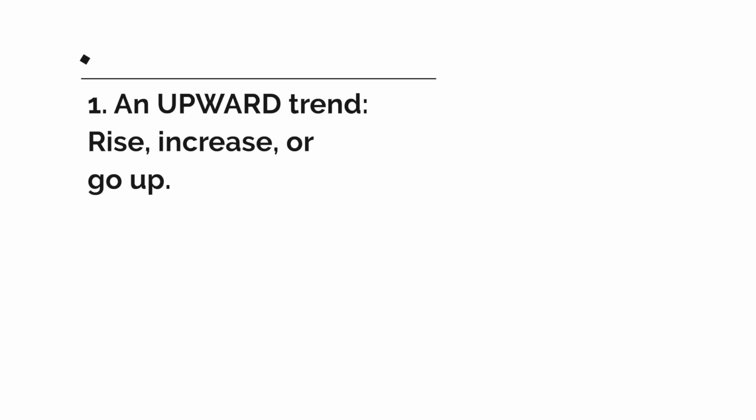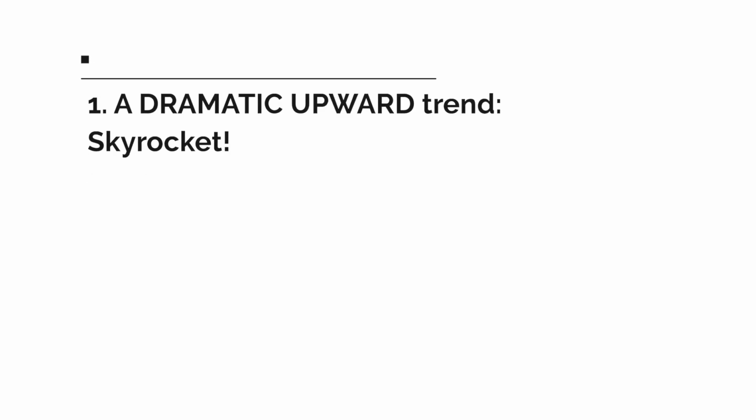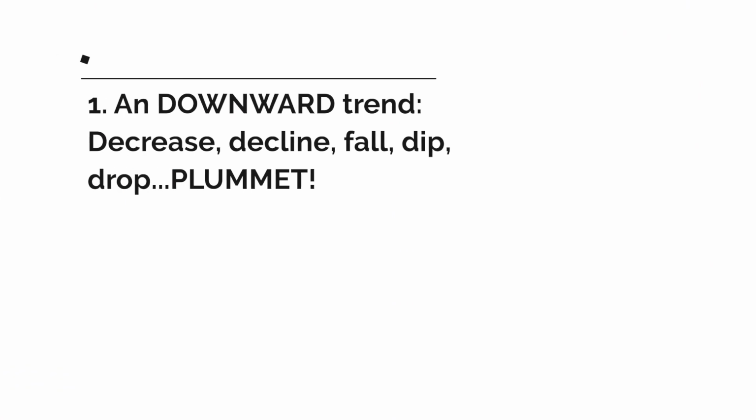Okay, let's have a look at directions of trends. First, if the line graph is going up, we want to use verbs such as rise, increase, or go up. If there's a dramatic change going upwards, we could use skyrocket. On the other hand, what if the bar or line starts to drop? We could write decrease, decline, fall, dip, drop, or if it's really extreme, plummet.